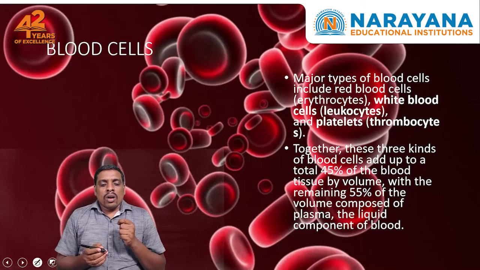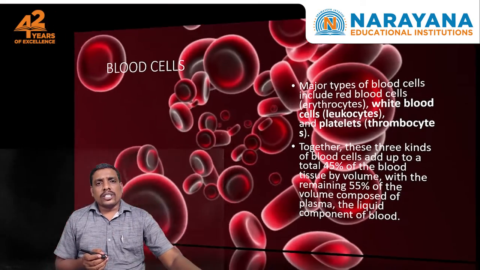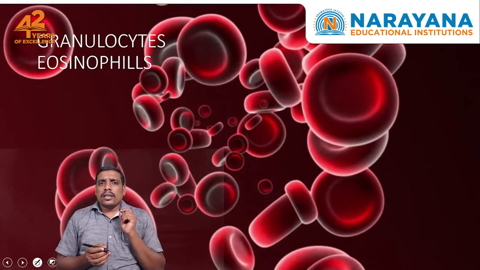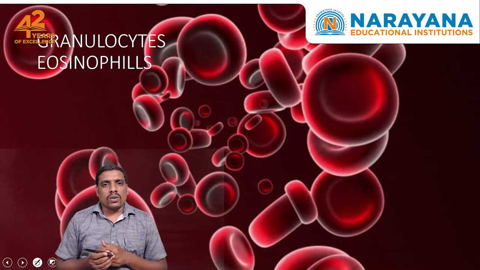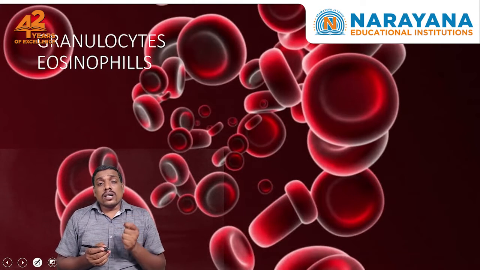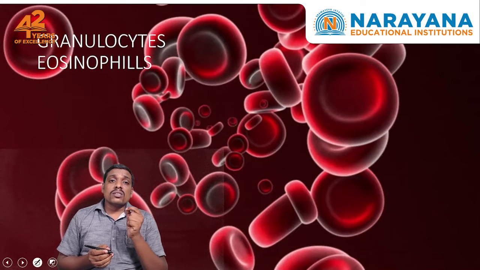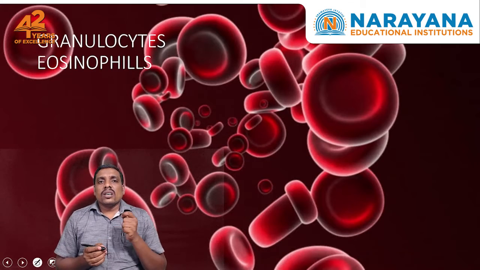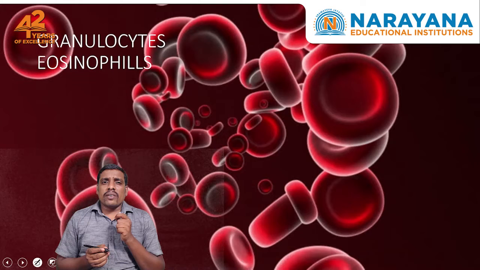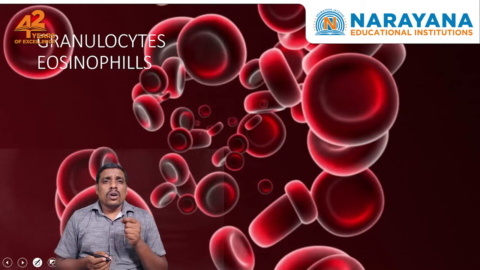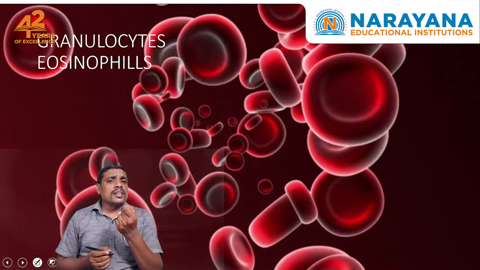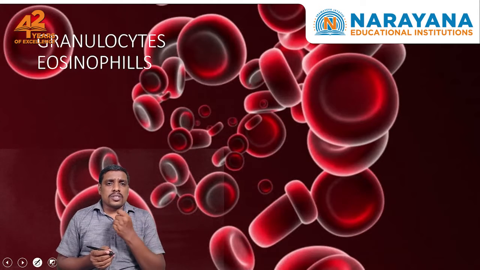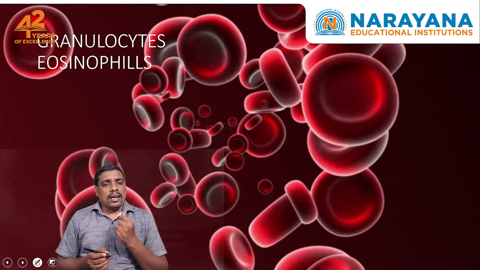Now, white blood cells are classified into 2 types. What are they? Granulocytes and agranulocytes. Granulocytes have granules in their cytoplasm. Agranulocytes do not have any granules in their cytoplasm. What are these granules? These granules are proteinous substances which provide nutrition for the growing cell.